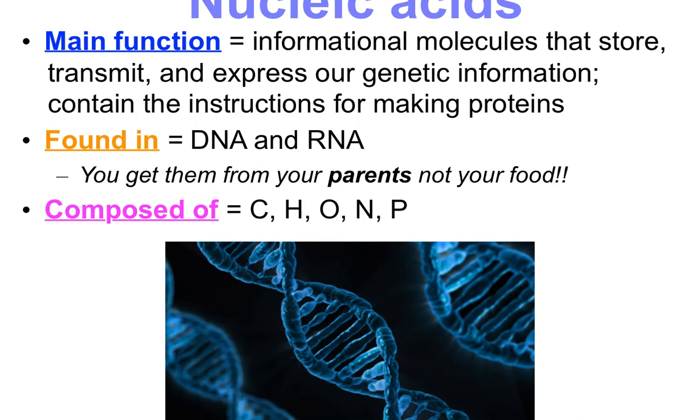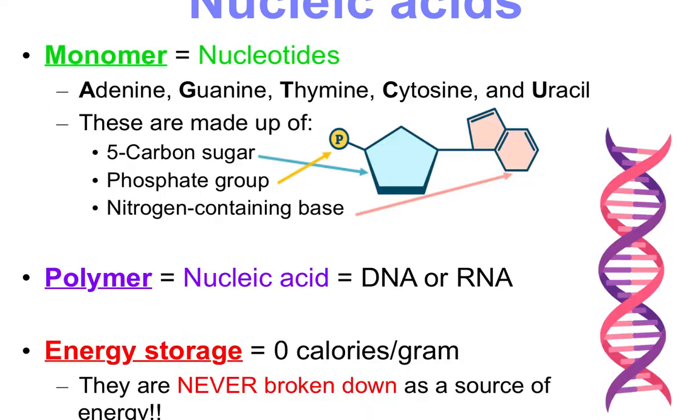And finally, nucleic acids. The main function of these guys is that they're informational molecules that store, transmit, and express genetic information. They also contain the instructions for making all of those different kinds of proteins. They're found in our DNA and RNA, and you basically get them from your parents. You're not going to get them from the food that you eat. So these are 0-calorie macromolecules. They're composed of carbon, hydrogen, oxygen, along with nitrogen and phosphorus.